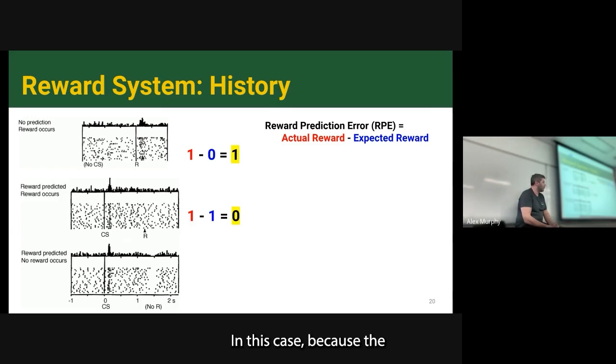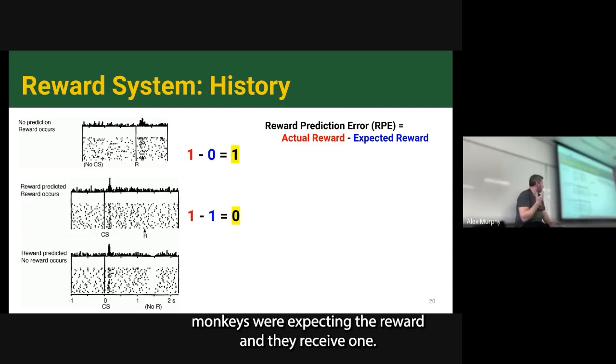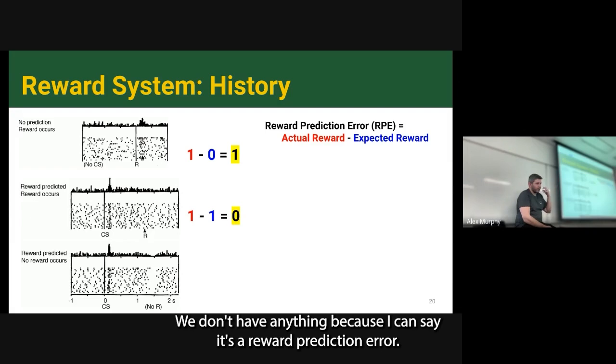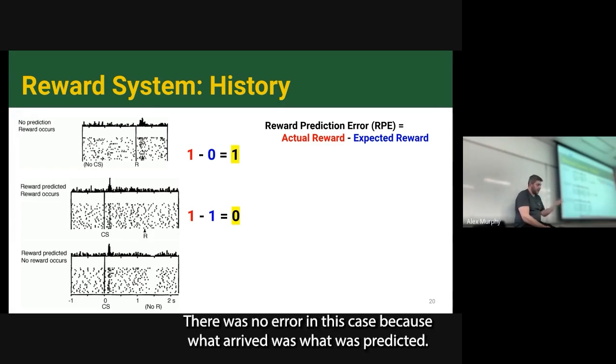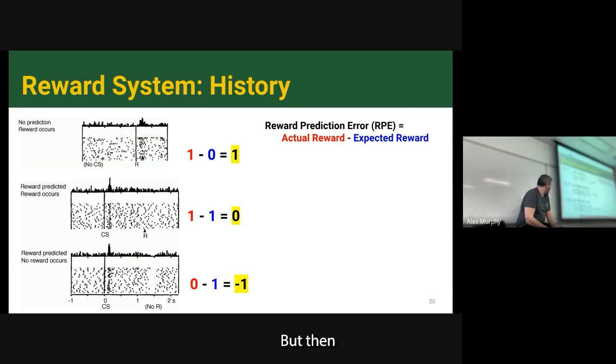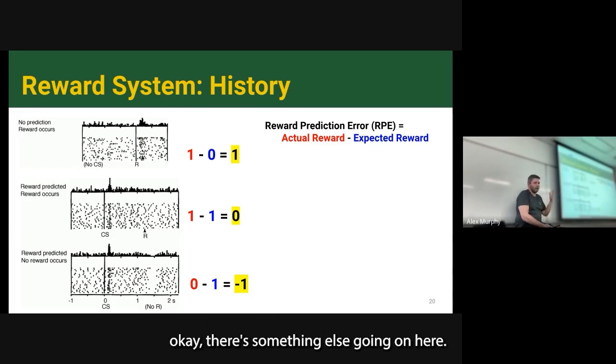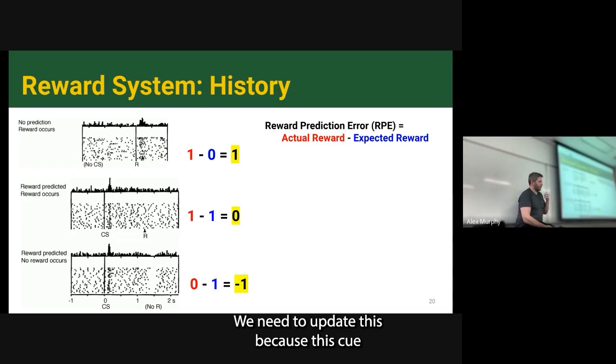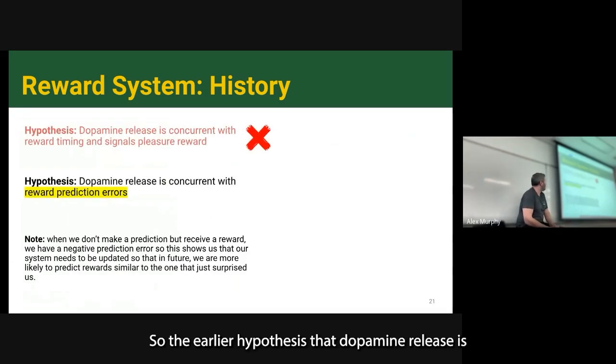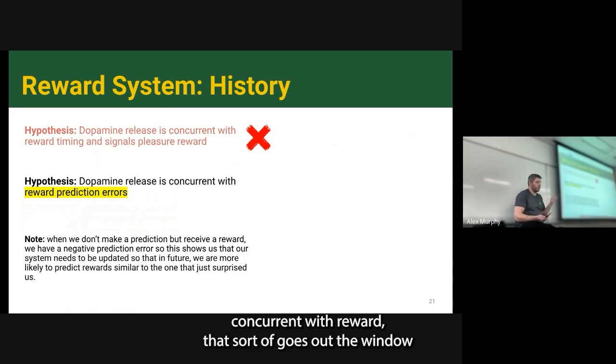In this case, all the monkeys were expecting a reward and they received one. We were expecting both, so we don't have anything, because like I say, it's a reward prediction error. There was no error in this case because what arrived was what was predicted. But then when there's a case of actual reward minus expected reward that is negative, we have a negative signal to say, okay, there's something else going on here. We need to update this because this Q that we've learned might not actually be representative of a reward in the brain. So the earlier hypothesis that dopamine release is concurrent with reward, that sort of goes out the window.